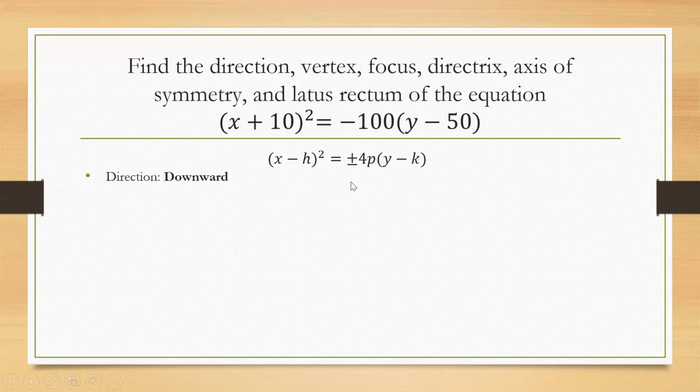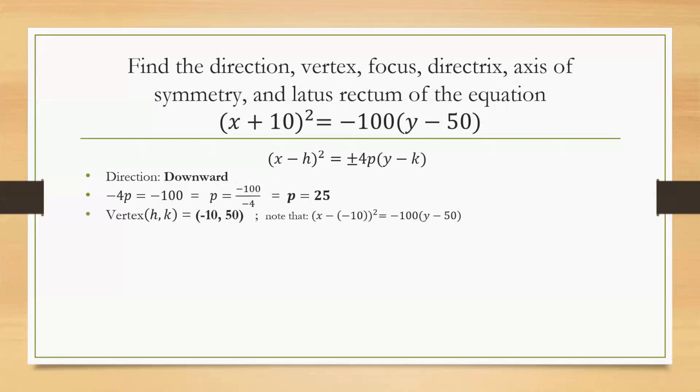Next, we have to find our p. We can do that by equating negative 4p to negative 100. And then after that, we have to divide negative 4 to both sides of the equation. And then if we compute that, we get p equals 25.